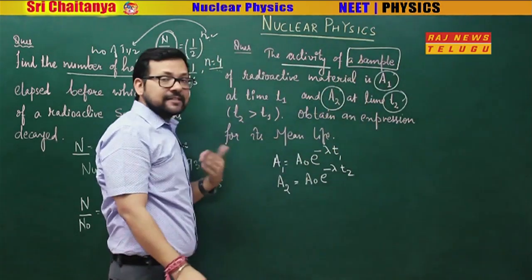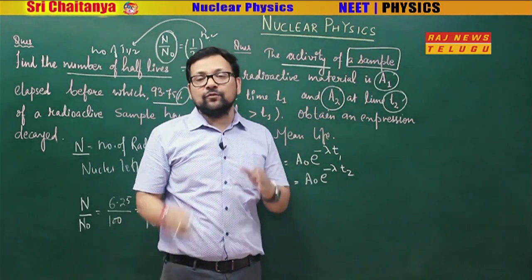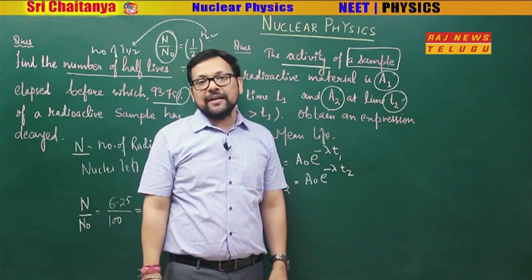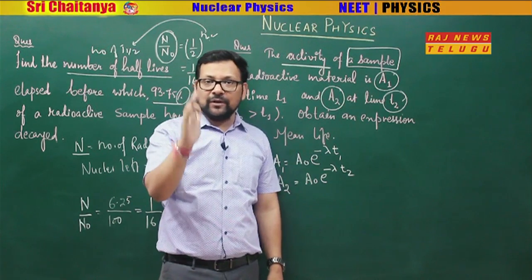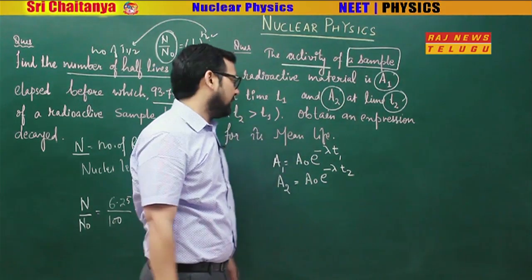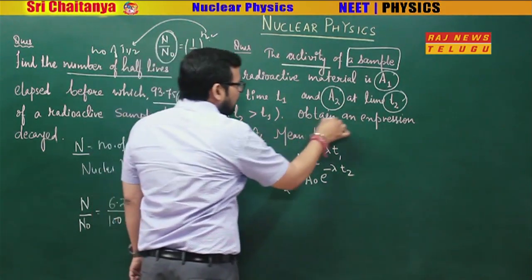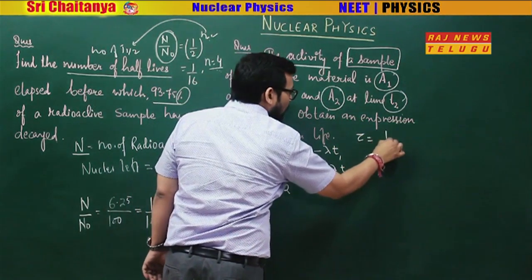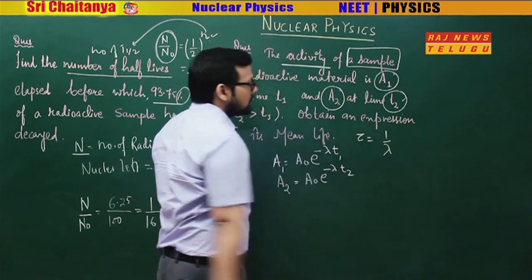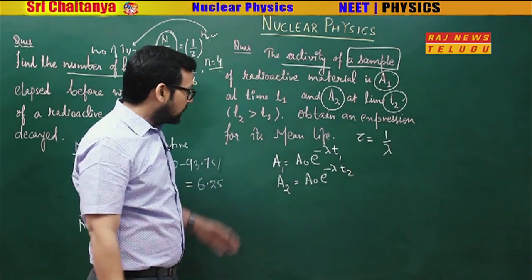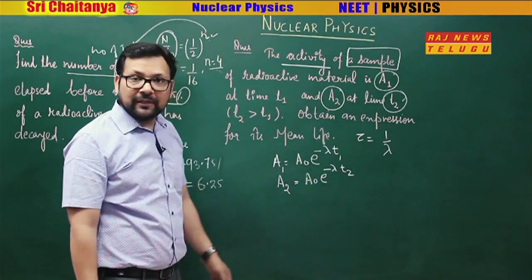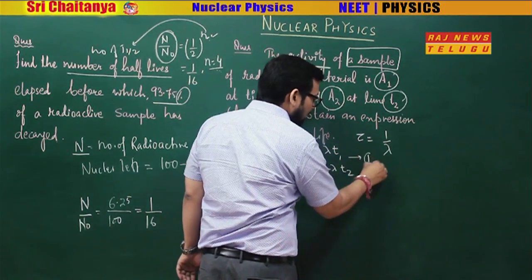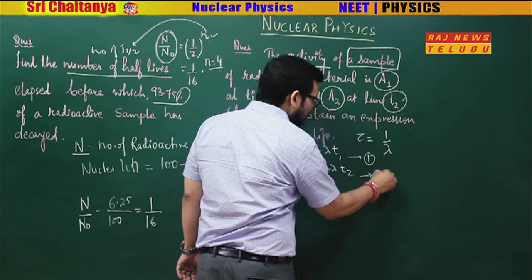So activity is changing, but the sample is radioactive, one sample is there, so the lambda will not change. One mean life, one lambda, one decay constant. Obtain an expression for its mean life. Fine, mean life is required. So what we exactly want is 1 by lambda, and from here we have to calculate 1 by lambda. So do one thing. This was our equation 1. This was our equation 2.